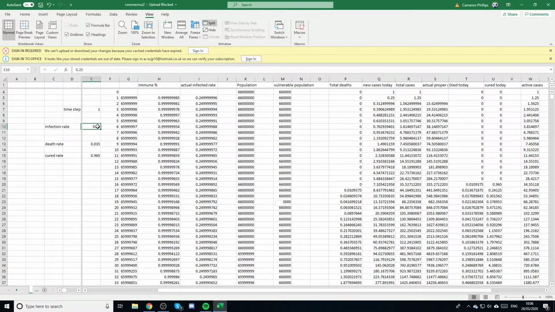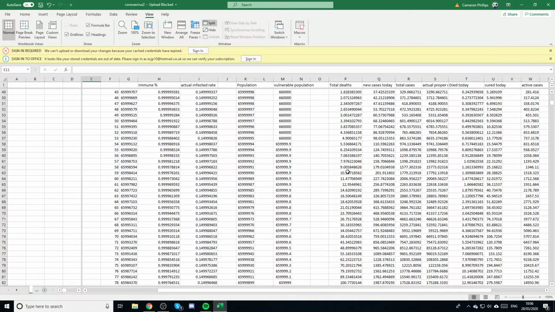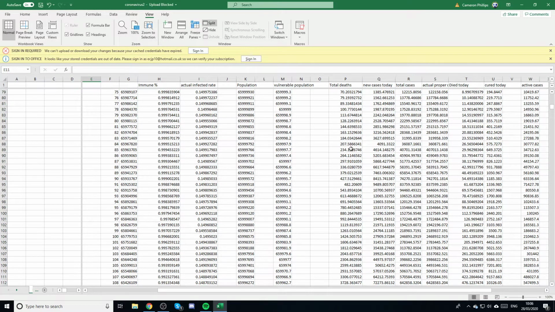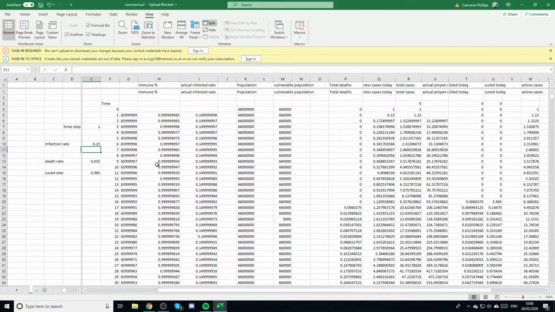Now let's put that into our spreadsheet. We'll put an infection rate of 0.15. Let's see what happens to the total deaths. So to go from 200 to 400, 1, 2, 3, 4, 5, 6. From 400, 1, 2, 3, 4, 5, 6. Now that shows me probably the infection rate in Italy 14 days ago was at 0.15.